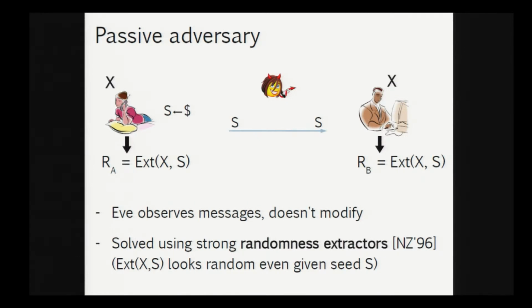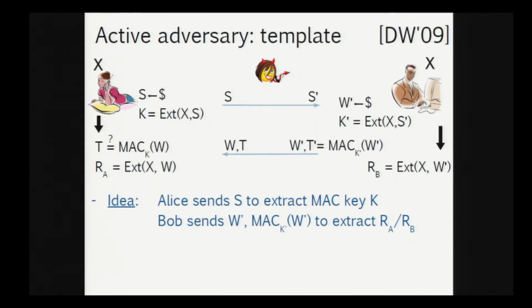So Alice chooses a seed S at random, sends it to Bob. They each extract from X using that seed S. And the definition of a randomness extractor gives you the security, right? So a randomness extractor says that the output looks uniform, even conditioned on the seed, which Eve sees. Okay, so in the passive adversary setting, this is a very simple one-round solution. But in the active setting, Eve may change the seed S, so this no longer works.